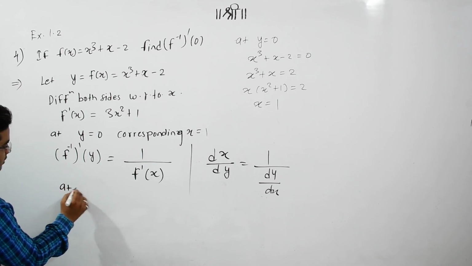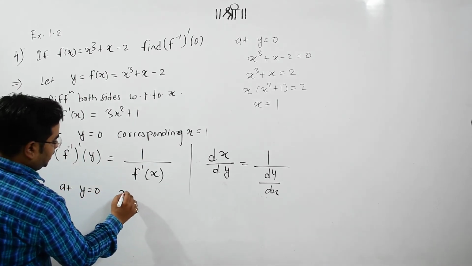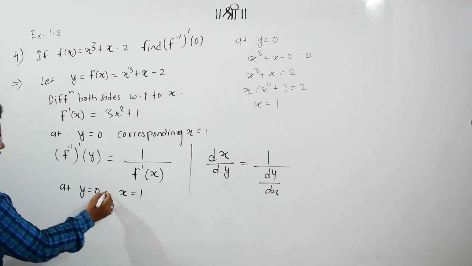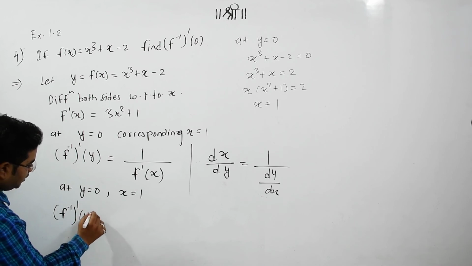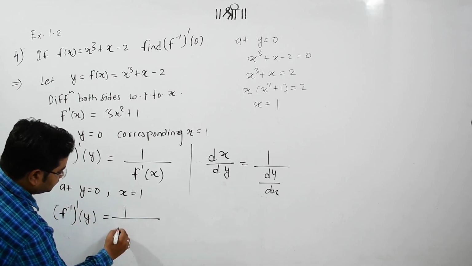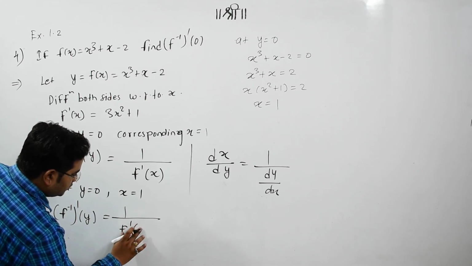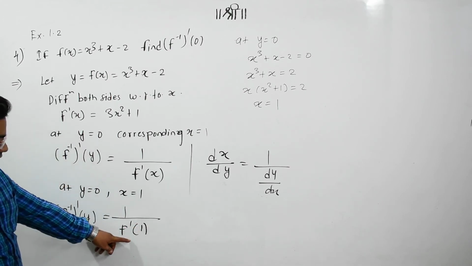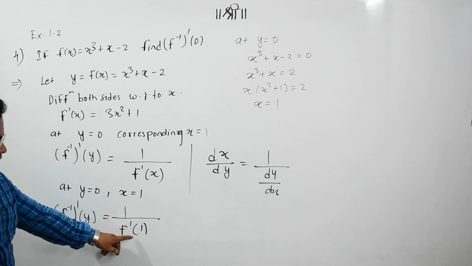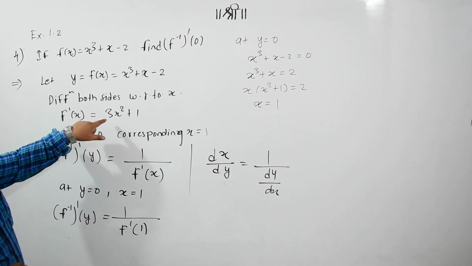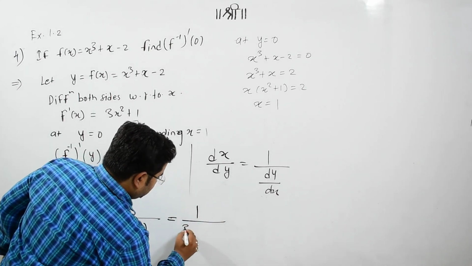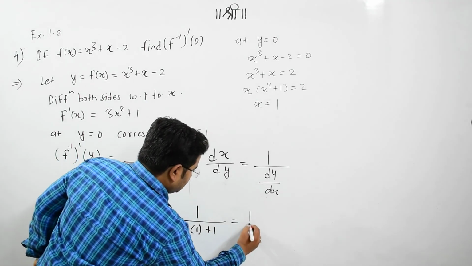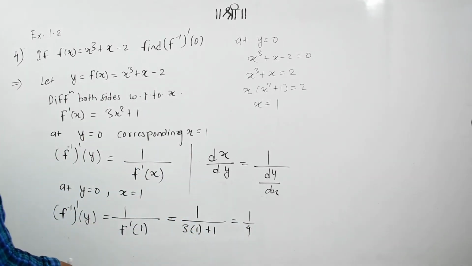Again, at y is equal to 0, x is equal to 1, substitute this value. So, what you will get? f inverse dash of y is equal to 1 upon f dash of 1. Now, what is the value of f dash of 1, sir? It can be picked up from this position, so we need to substitute that value. So, 1 upon 3 into 1 plus 1, which is equal to 1 upon 4, and that is the final answer of our question number 4.